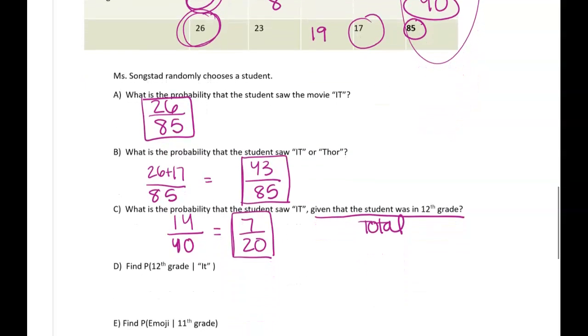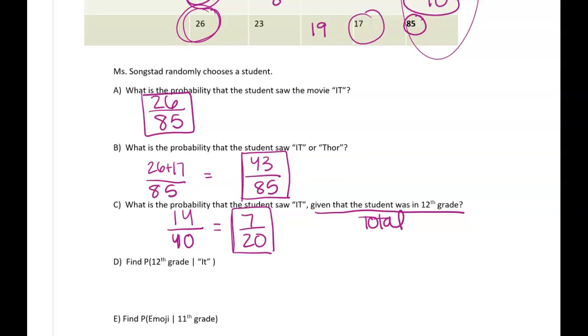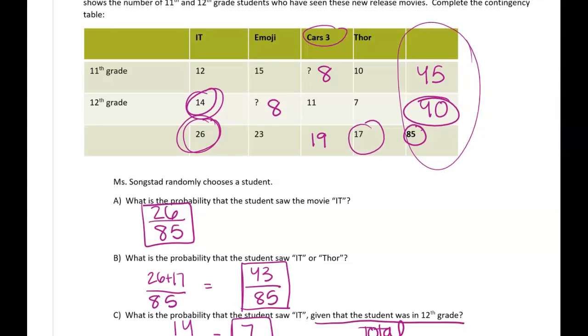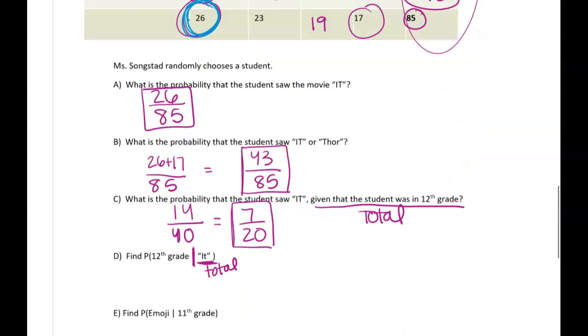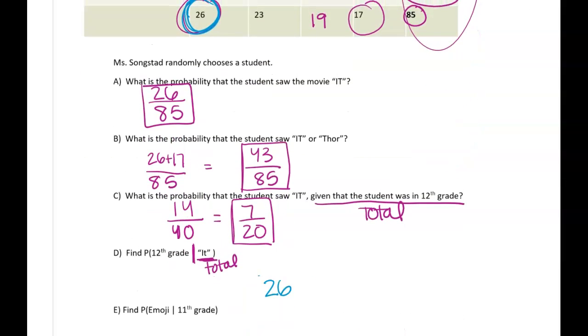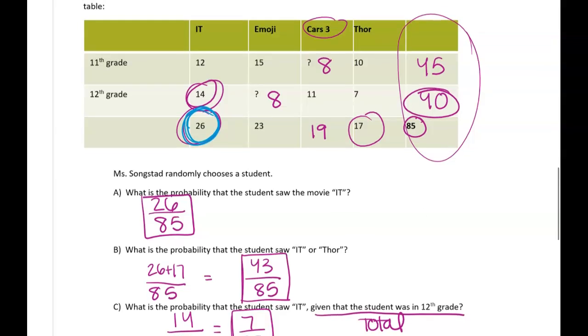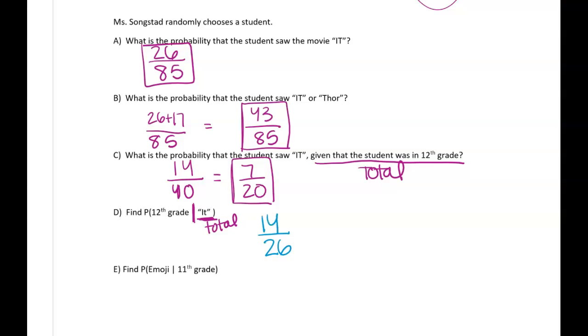For the last one, probability, or not the last one, I lied, we have two more, sorry. Probability of 12th grade given It. It is our total, comes after given, or comes after our vertical line there. So our total is all the people that saw It, and all the people that saw It was 26. Of those, how many were in 12th grade? 14. So 14 out of 26, which simplifies to 7 out of 13.